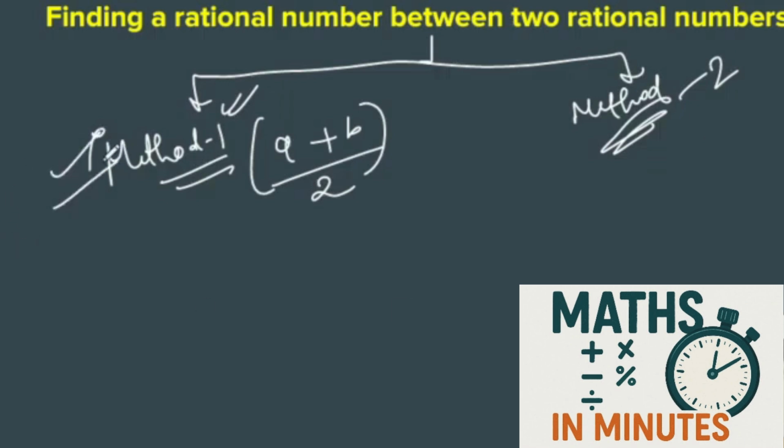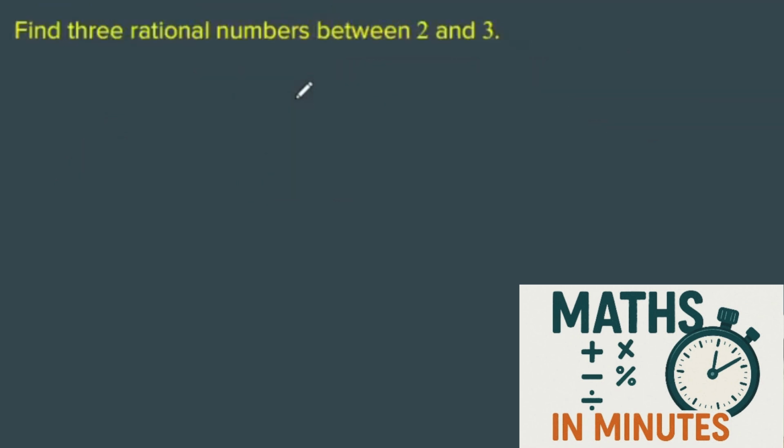So first of all we will deal with method number 1, that is a plus b upon 2. This is the formula for finding a rational number between two rational numbers. If you have two rational numbers and you have to find one or two rational numbers between them, you can find them with this method. As I told you already, we have infinite rational numbers between two rational numbers. You can find n number of rational numbers between two numbers.